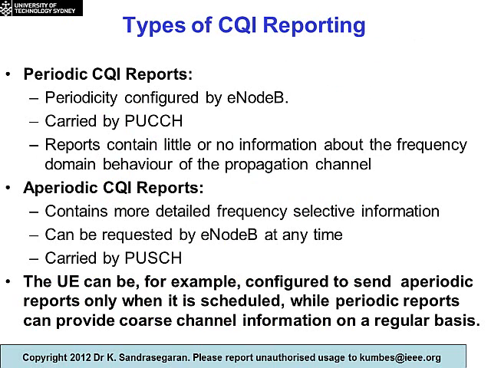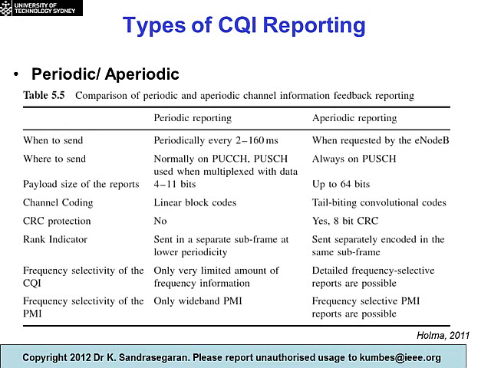Okay, now for CQI reporting, there are two possibilities. You can either have periodic CQI reports or you can have aperiodic CQI reports, and the comparison between periodic and aperiodic is given in this table. Periodic is usually a very small number of bits because you are transmitting it constantly, every 2 to 60 milliseconds. Whereas aperiodic is sent only when it's requested by the E node B, and it can use up to about 64 bits to do a more detailed measurement.